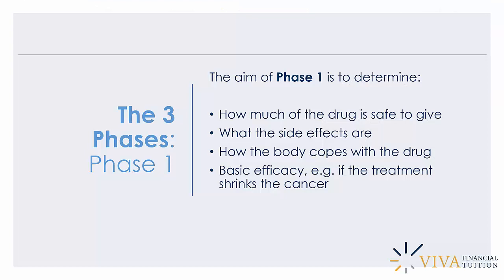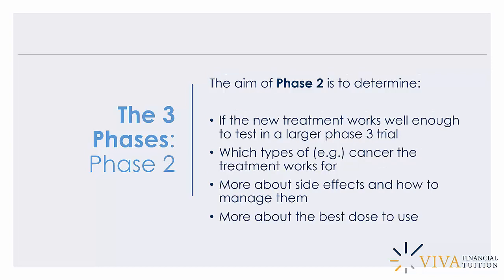So let's focus again in a little bit more detail here on the phases that we mentioned earlier. The aim of phase 1 is to determine how much of the drug is safe to give, what the side effects are, how the body copes with and processes the drug, and then maybe as well basic efficacy, for example, if the treatment shrinks the cancer. Phase 2 then is focused more heavily on the actual efficacy, having already established that there are no obvious adverse side effects. So, does the new treatment work well enough to test in a larger phase 3 trial? This is also preparing for that crucial phase 3 to ensure that it actually works well enough to be passed on to that phase 3.